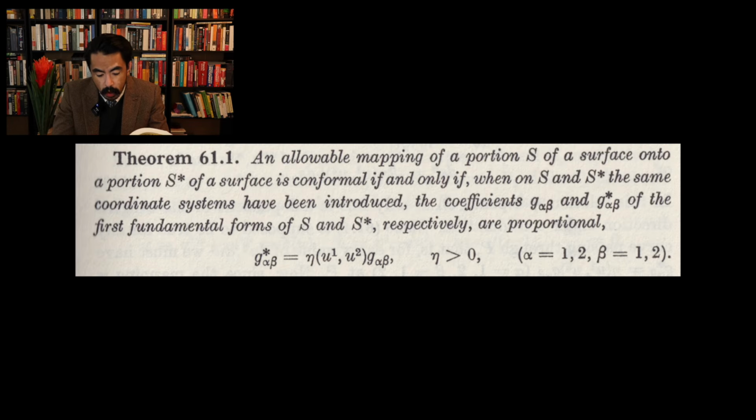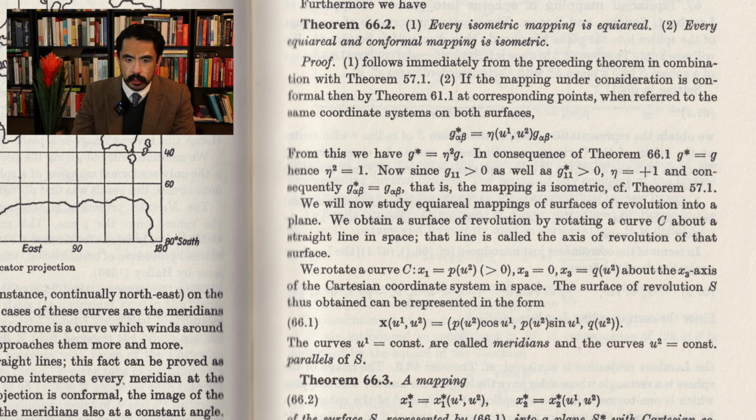Theorem 61.1: an allowable mapping of a portion S of a surface onto a portion S star of a surface is conformal if and only if, when on S and S star the same coordinate systems have been introduced, the coefficients G sub alpha beta and G star sub alpha beta of the first fundamental forms of S and S star, respectively, are proportional, namely G star sub alpha beta is equal to nu in terms of u1 and u2, then times G sub alpha beta, where nu is positive and alpha and beta can be 1 or 2, respectively. So, okay, we obviously see how theorem 61.1 is roped into this.